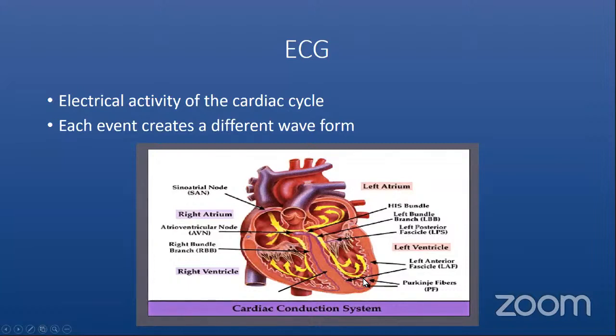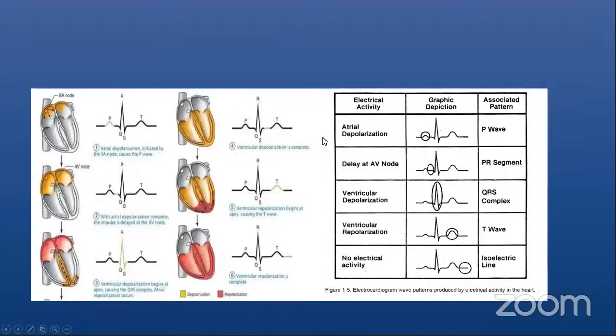The conduction system develops during fetal life when the heart is developed. Now, each event, wherever it happens, creates a different waveform. When the electrical activity happens at the SA node, it sends the signals to the right atrium and then to the left atrium. So it causes the atrial depolarization. With the atrial depolarization, the P wave is generated.